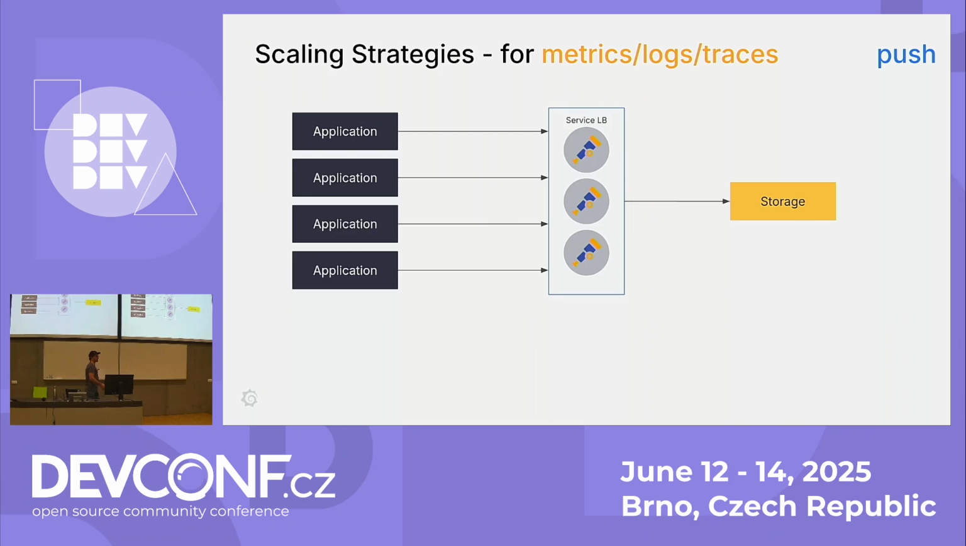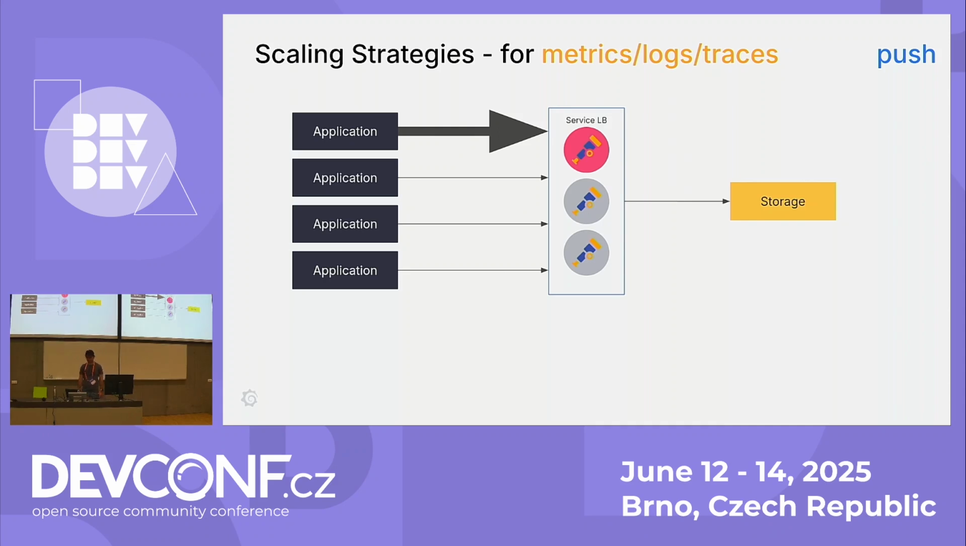Now, as I said, start simple, scale out afterwards. If you want to scale, things can be tricky. If you're pushing metrics, that's not an issue. You put a service load balancer in front of it, a Kubernetes-style network level load balancer, and it should work. But it's not really fair, because if one application starts emitting a bunch of data, a bunch of metrics, logs, traces, it always gets routed to the same collector. Then this collector is overloaded while the other ones are underutilized.